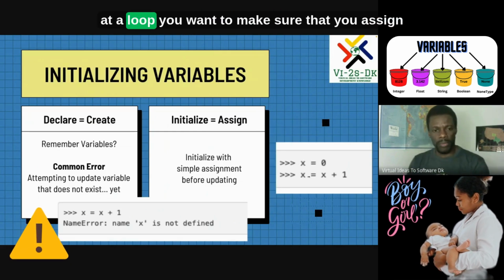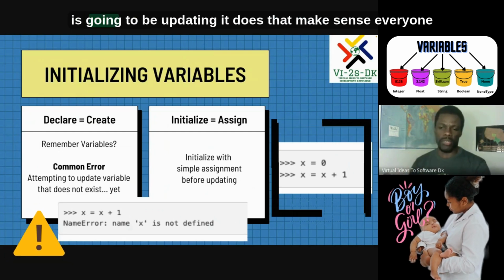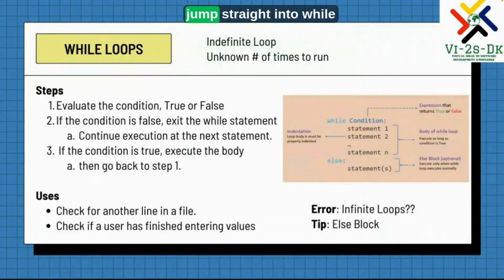So when we're looking at a loop, you want to make sure that you assign a value to your variable before you get it into the loop, because the loop is going to be updating it. Does that make sense, everyone? Good. So let's jump straight into while loops.